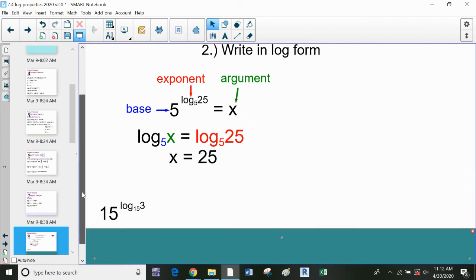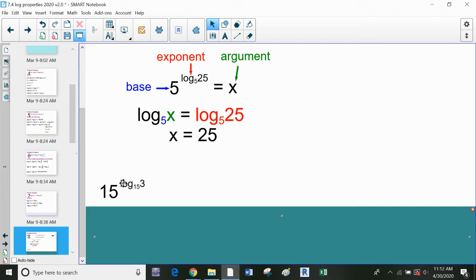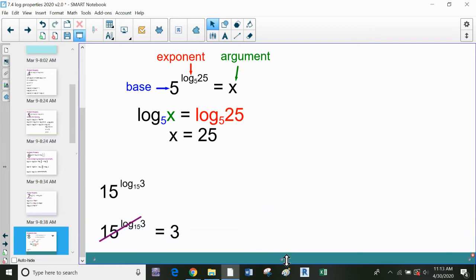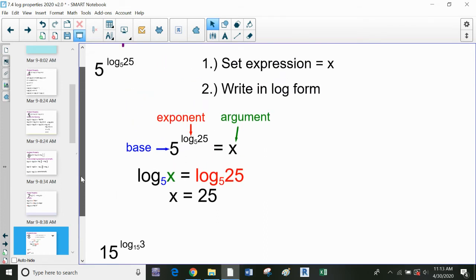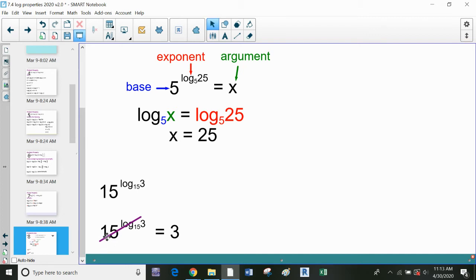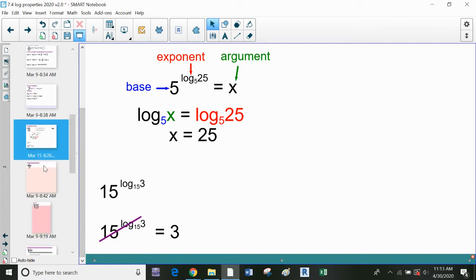Let's take a look at another one. Suppose I have 15 raised to log base 15 of 3. Now we could certainly write log, set it equal to x, and do what we just did there. Or here's a simplified way. What you'll see most math teachers do is they cross off the 15 and the log 15 and just leave the 3. And that's what it equals. So this is the proof. The proof of why that works is right here. But from now on, when we see something like this, if it's a base raised to the log of the same base, we're going to cross those off and just say it equals that argument that was in the exponent. You're going to see that actually not a lot, but enough that it's worth memorizing or knowing that concept.